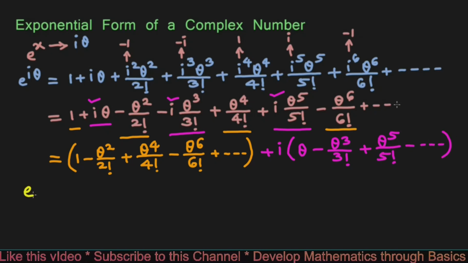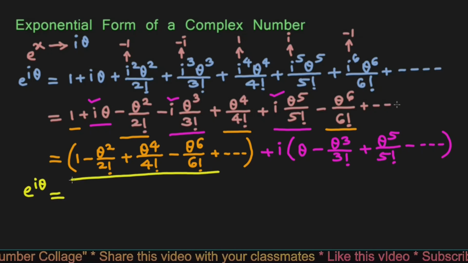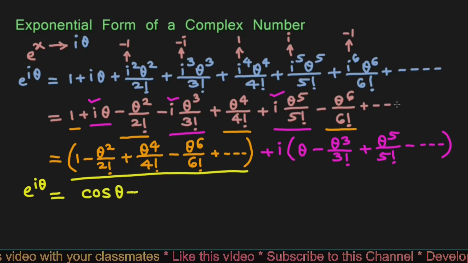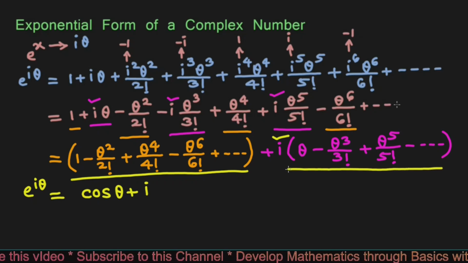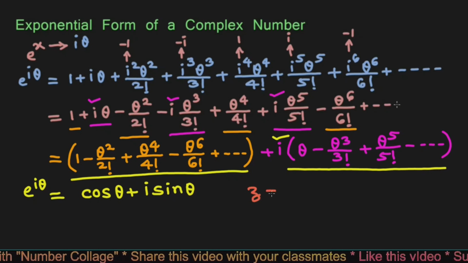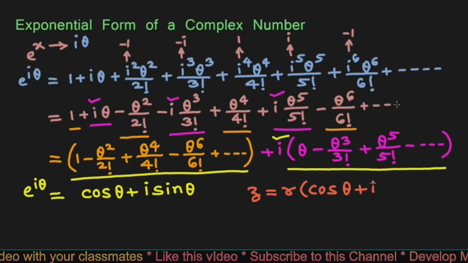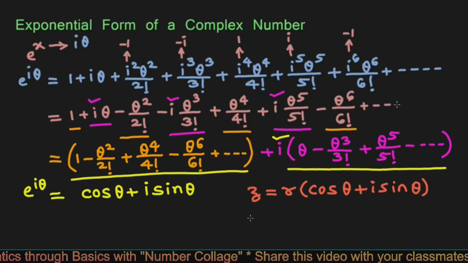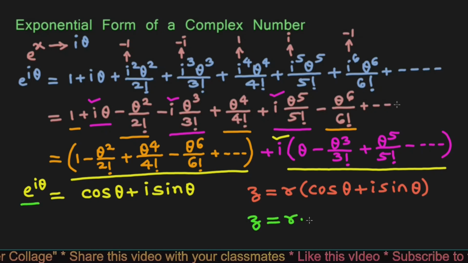So we write e raised to i theta equals, this being expansion series of cos theta, we will write this as cos theta plus this i into this being expansion series of sine theta. But a complex number z in its polar form is r into cos theta plus i sine theta. Therefore, the exponential form of the complex number will be z equals r into e raised to i theta.